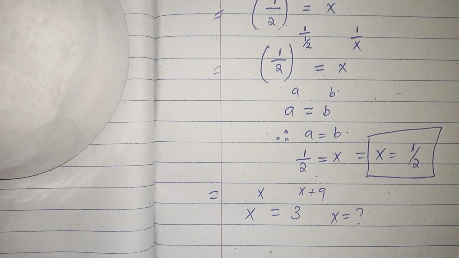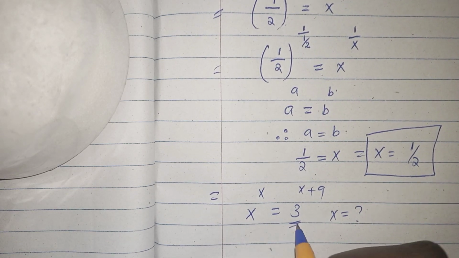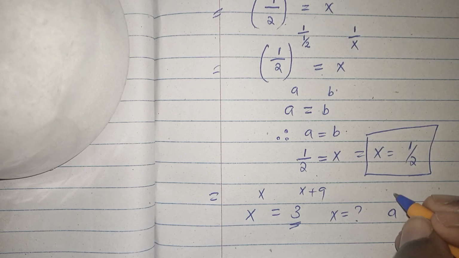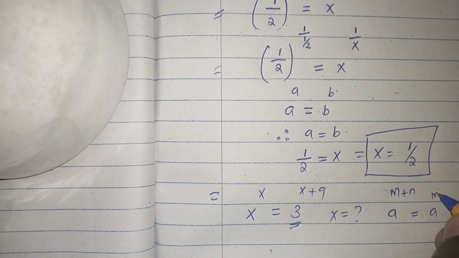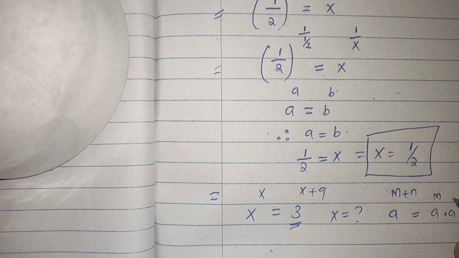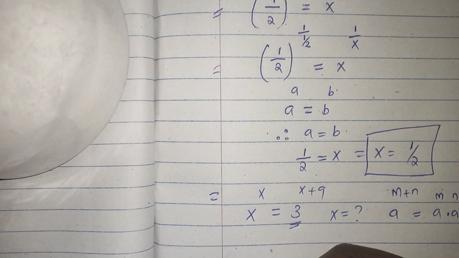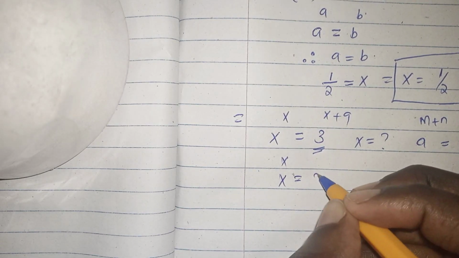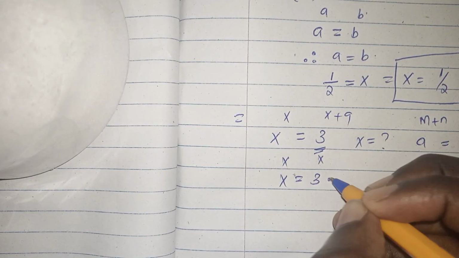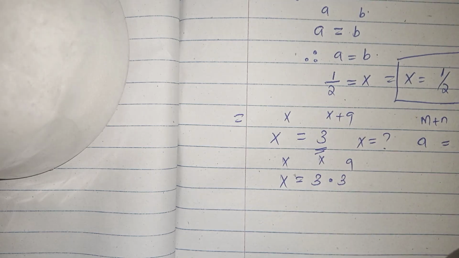So for this case here, we shall begin by splitting this. If you have a^(m+n), you can as well write it as a^m times a^n. So this therefore becomes x^x = 3^x times 3^9.